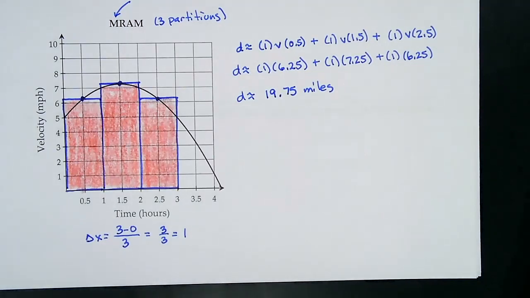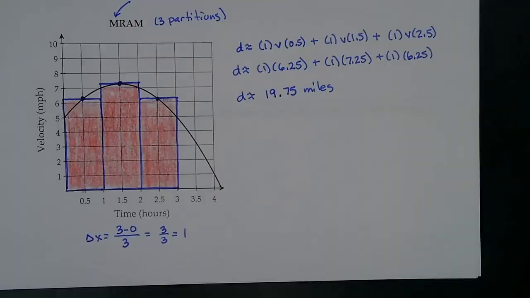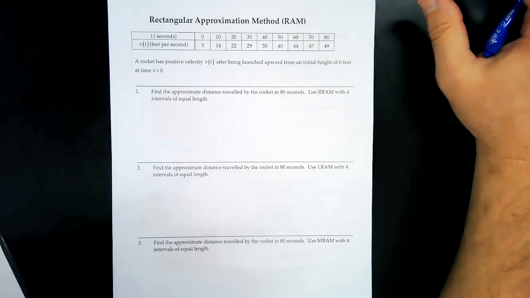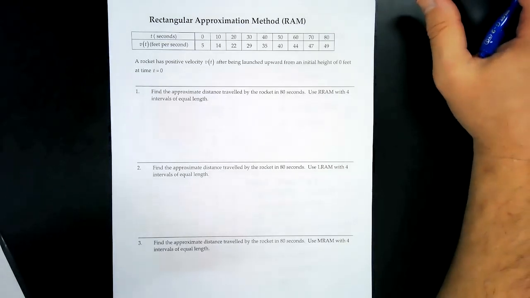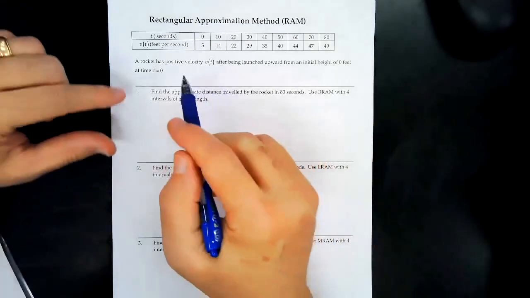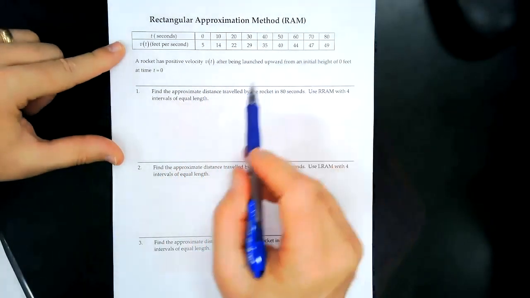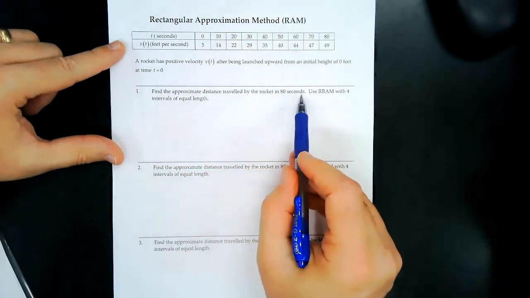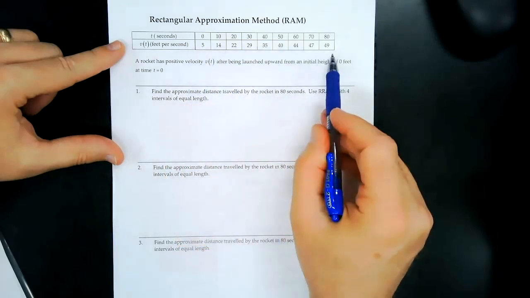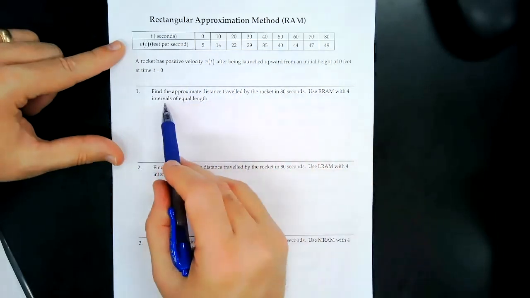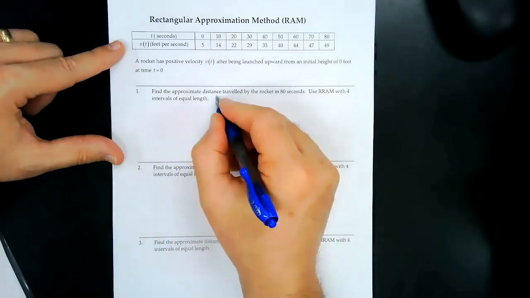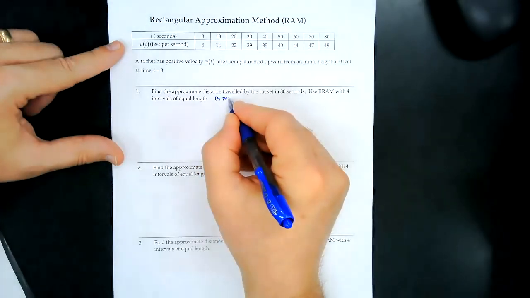Okay, let's do an actual problem now to help you illustrate this without a graph. So for this problem, we have a rocket that has positive velocity after being launched upward with an initial height of 0 feet at time t equals 0. And so these are the different velocities. And we want to find the approximate distance traveled by the rocket in 80 seconds. So that'd be from 0 to 80, and use RRAM with 4 intervals of equal length. So 4 intervals of equal length are my partitions. So this means 4 partitions.